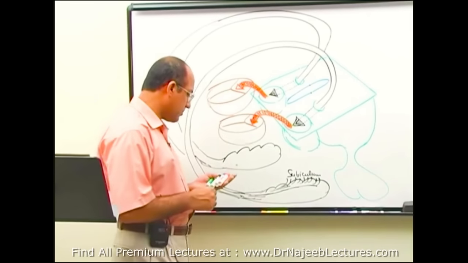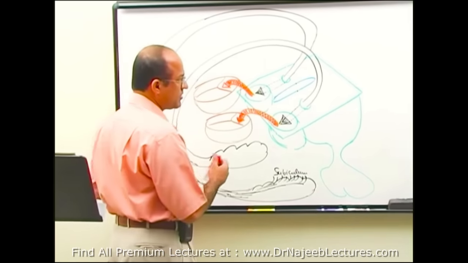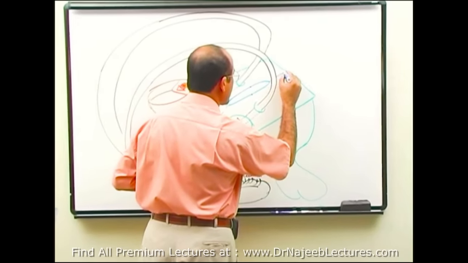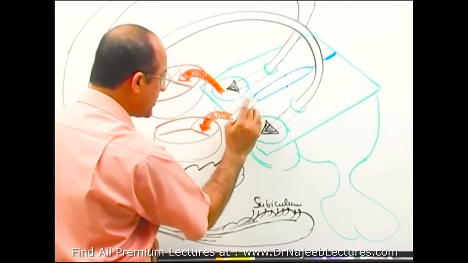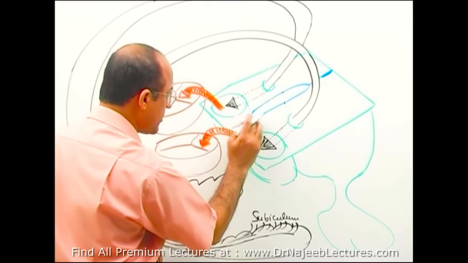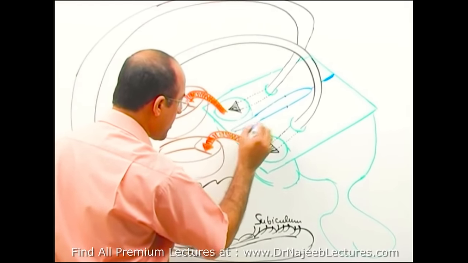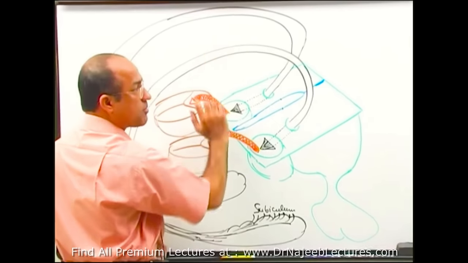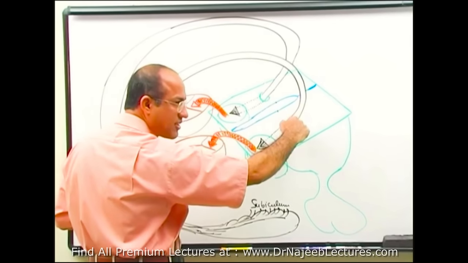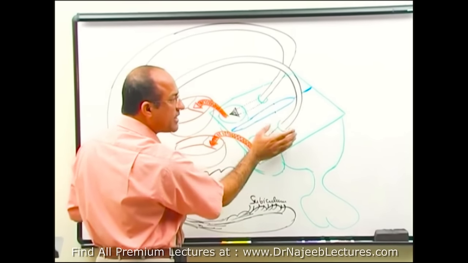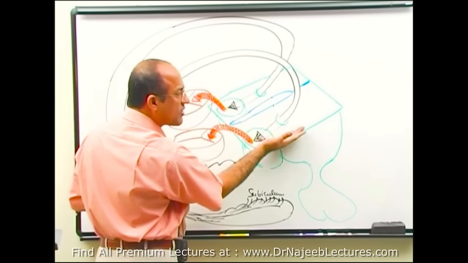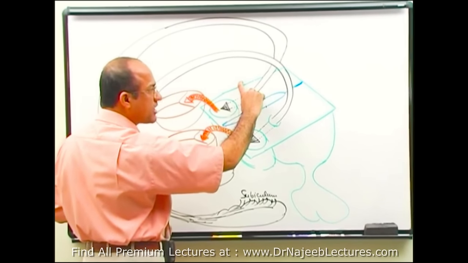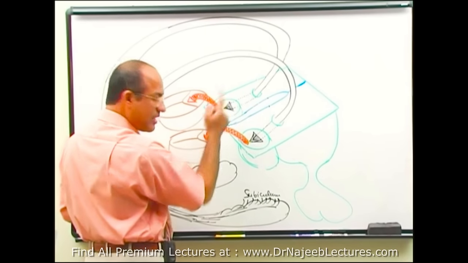Actually, I want to tell you something very important. This is the right half of the hypothalamus, and this is the left half of the hypothalamus. Where the fornix enters, it hypothetically divides the right hypothalamus into lateral and medial area. In the same way, the left fornix divides the left side of the hypothalamus into medial and lateral area, right?